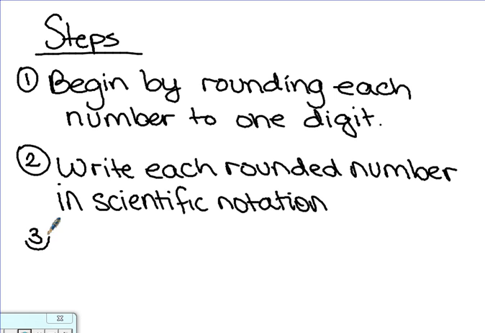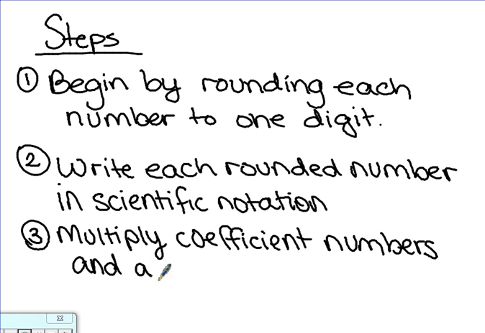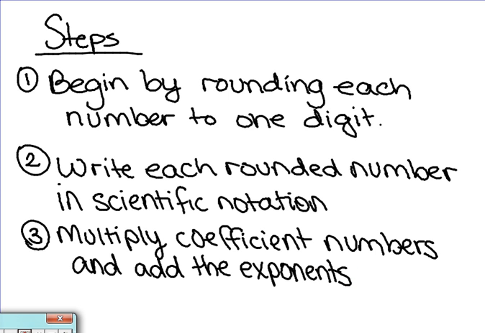And step 3, multiply coefficient numbers and add the exponents. Right, so the 3 steps: begin by rounding each number to 1 digit, write each rounded number in scientific notation, and multiply coefficient numbers and add the exponents. Let's do a few examples.